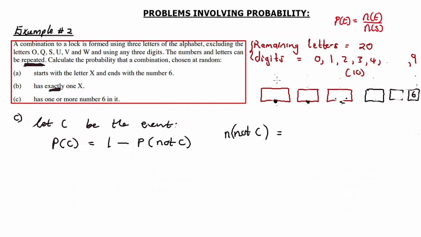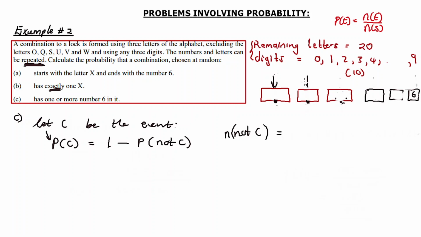So for this combination where not C is happening, where one or more 6 is not present, in other words, let's calculate the probability where a 6 exists. In order to calculate the probability of one or more 6 in it, it's either we do this directly or we calculate the instance where 6 does not exist, so that we can calculate the probability of C. So the number of outcomes in not C happening, it's this one.